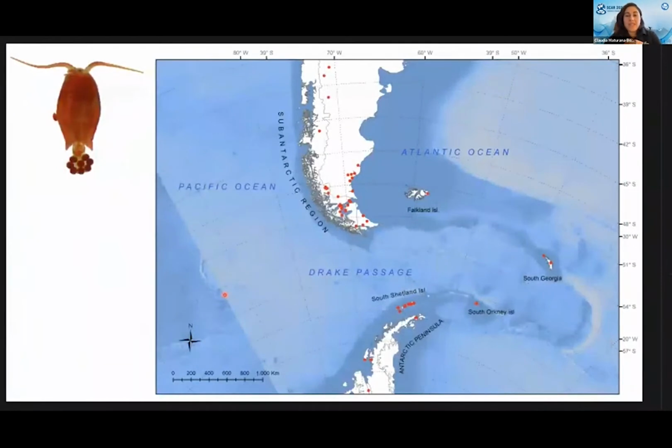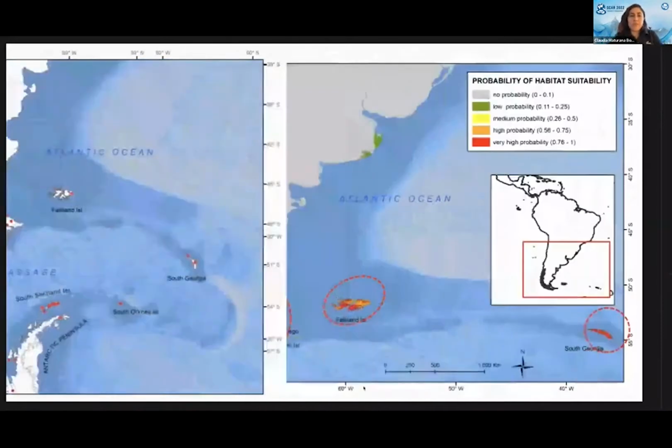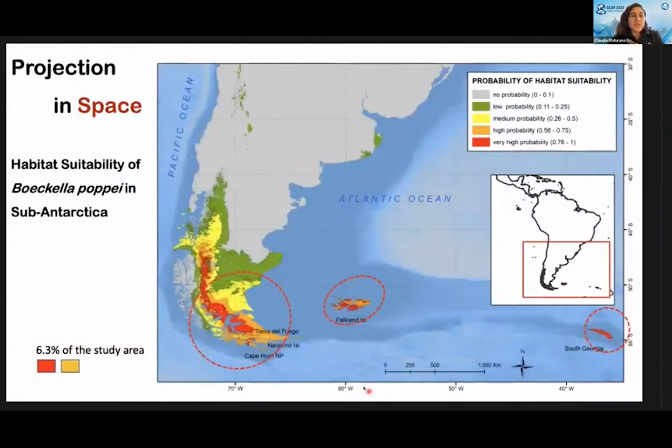This is the map that gathers the occurrences of Boeckella poppei in South America and the maritime Antarctic. The northern limit of its distribution is around 30 degrees south, and the southernmost point of occurrence is around 70 degrees south. Here is the habitat suitability, the projection of this ecological niche model in space.